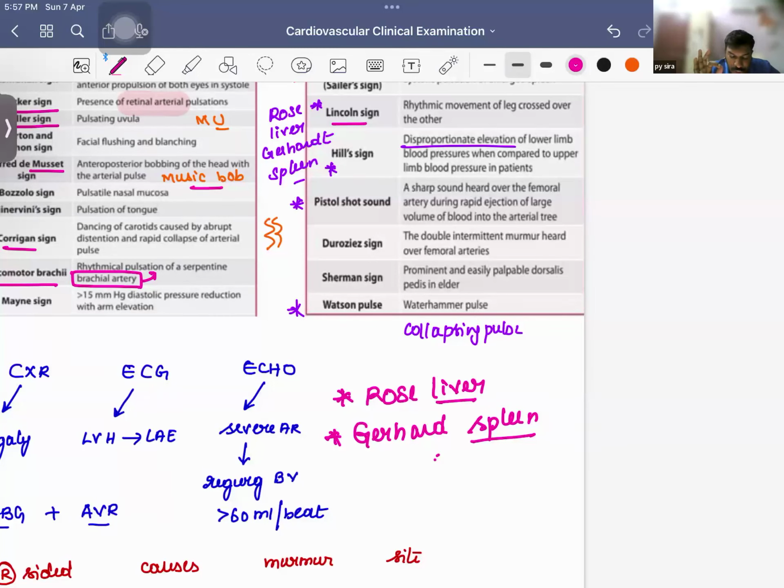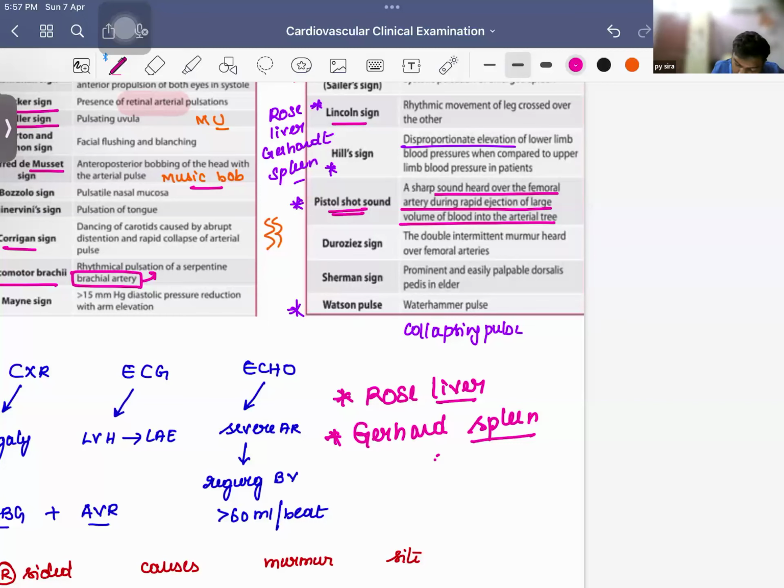Then pistol shot murmur. What is this pistol shot murmur? It is a sharp sound heard over the femoral artery during rapid ejection of blood into the aorta. That is the pistol shot. It is called pistol shot murmur. This is very, very important.